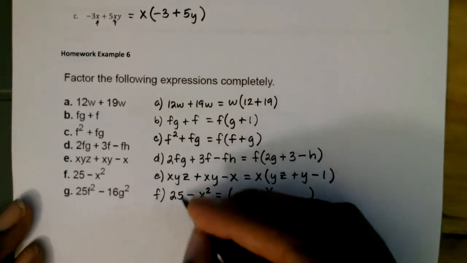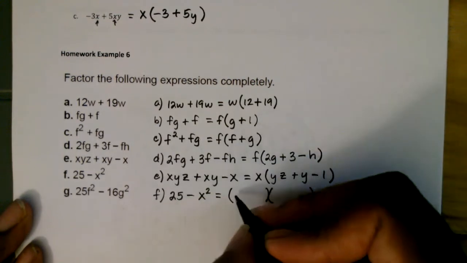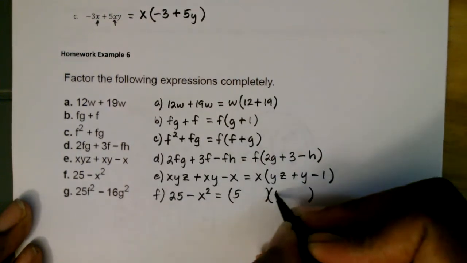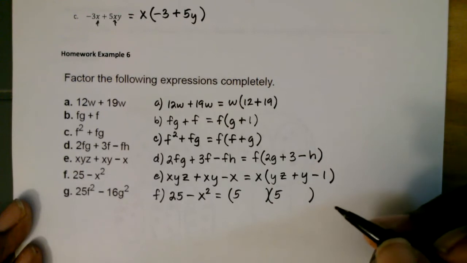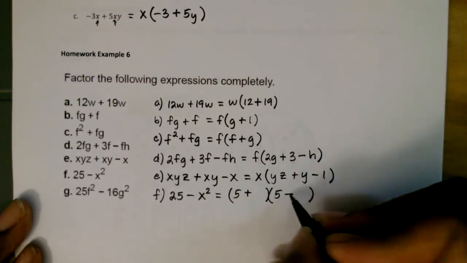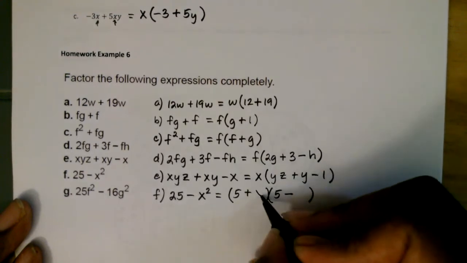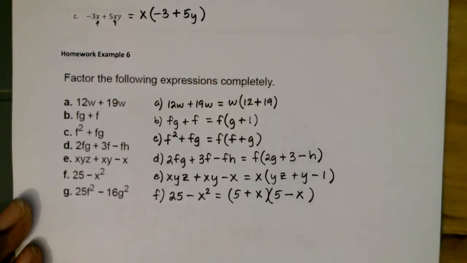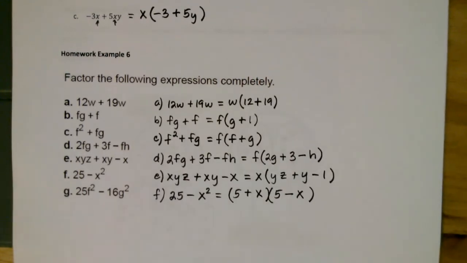I have to think of what number times itself gives me 25. That's going to be 5. And it's a difference of squares. One must be plus, the other one has to be minus. And X squared breaks up as X times X. So 5 plus X times 5 minus X would be what 25 minus X squared is.